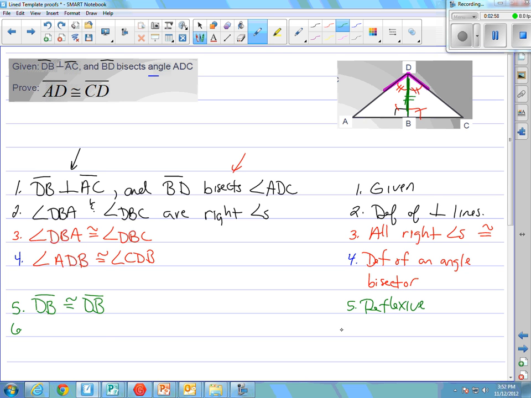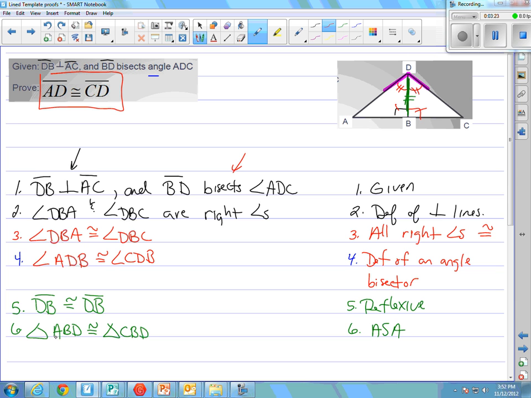So now with my triangles, I know the triangle on the left to be congruent with the triangle on the right because I have angle, side, angle in both of them. So I'll say triangle ABD is congruent to triangle CBD by angle, side, angle. And now that I know that, it's not what we wanted to prove. We want to go back up. What did they want us to prove?